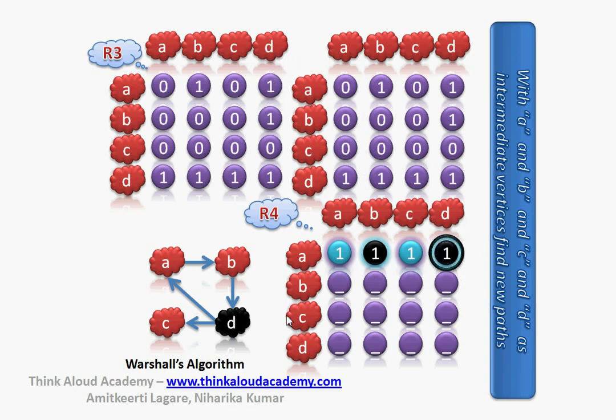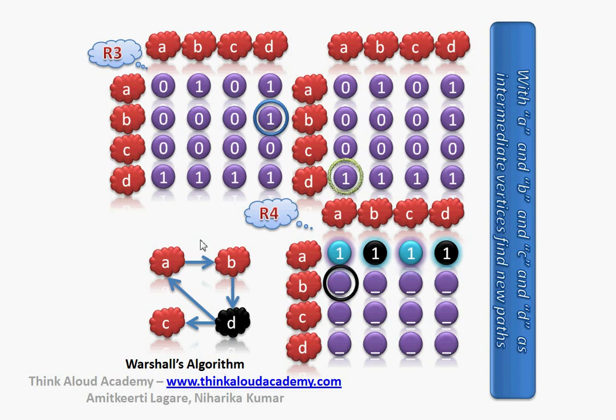Now let's try to find whether I can find a new path from A to A with D as intermediate vertex. For that, I have to go from A to D and then D to A. From A to D, there is already 1, which means that I can go from A to D, and from D to A, you will see that there is a directed edge. So both are 1s. So this value obviously has to be a 1. So I have found a new path from A to A with D as intermediate vertex.